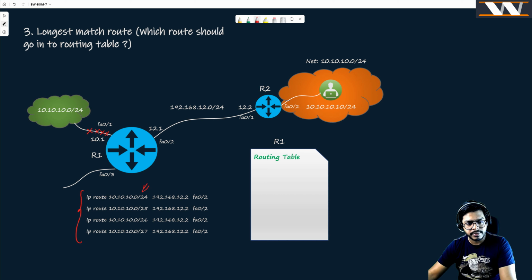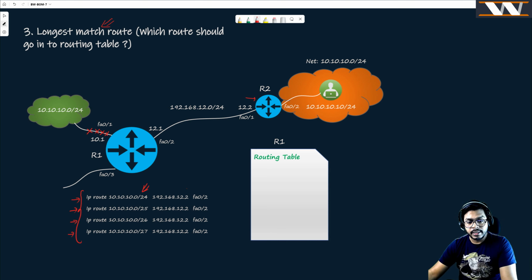The 4 static routes are 10.10.10.0/24, which could be reachable from 12.2, right? This router. What I'm doing, I'm just doing the change on the network number bits, right? This one is /24, this one is /25, this one is /26, and this one is /27, right? What we are learning here, we are learning longest match route. For now, just leave aside what is the meaning of longest match, but try to understand.